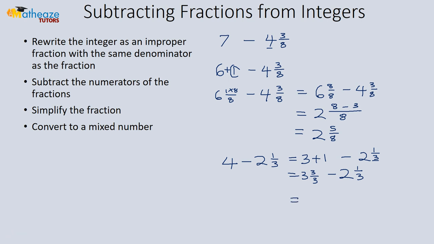So this is going to give us, we subtract the integers, that gives us 1. Then we have a common denominator of 3. And then we can subtract the numerators, 3 minus 1. This is going to give us 1, 2 over 3. So those are the main types of subtractions we can have when we're dealing with fractions.